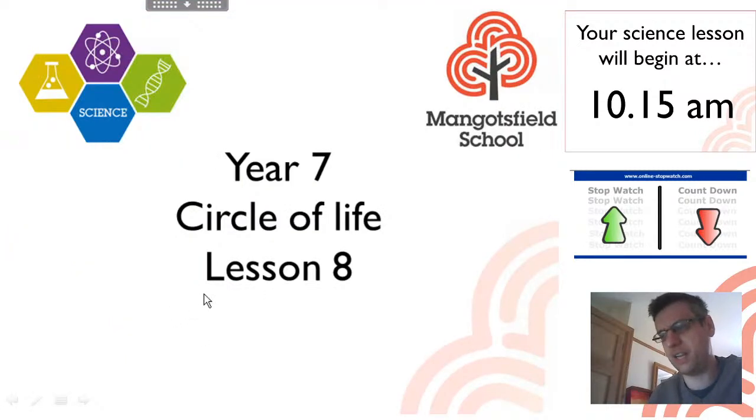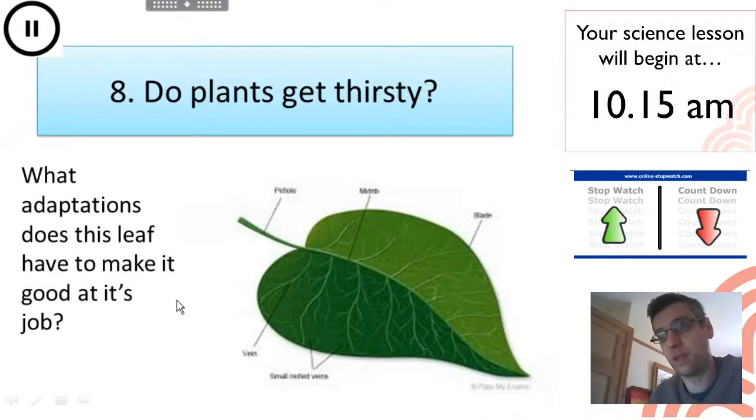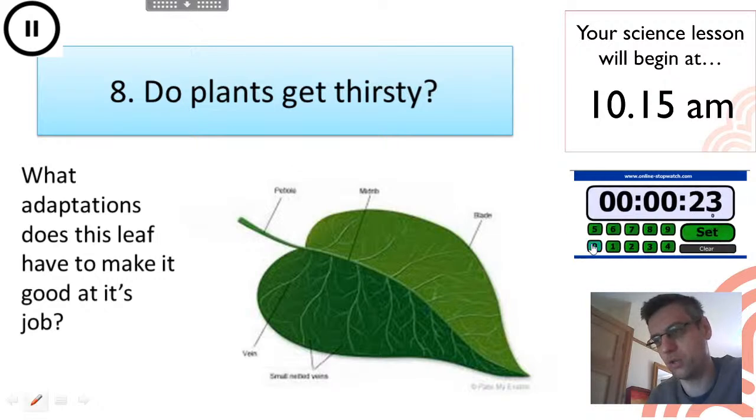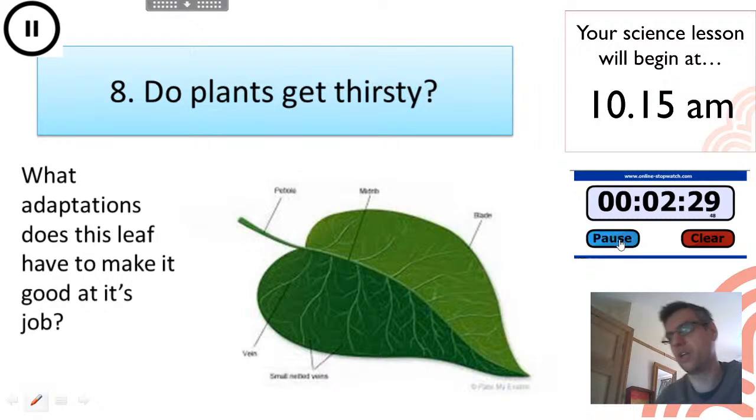Right, let's look at today's lesson, lesson 8 of our Circle of Life topic. And here is our driving question and a starter. So I just kind of talked about this, so it's a bit of a memory test. Let's put 2.5 minutes on the clock and we'll pause for a moment and see if you can remember from last lesson and from what I've just said, what are the adaptations of a leaf which makes it good at its job? Its job is to do photosynthesis. What adaptations help it with that? Use the picture to help you.